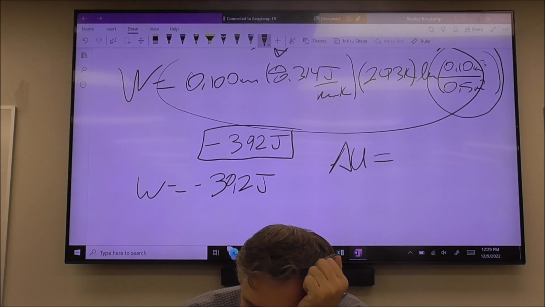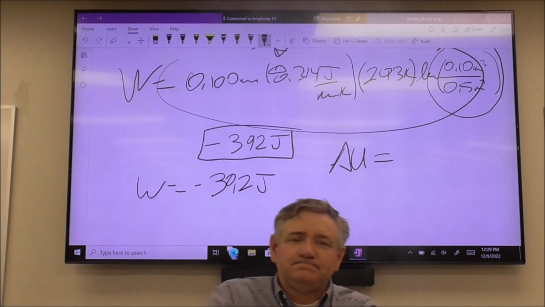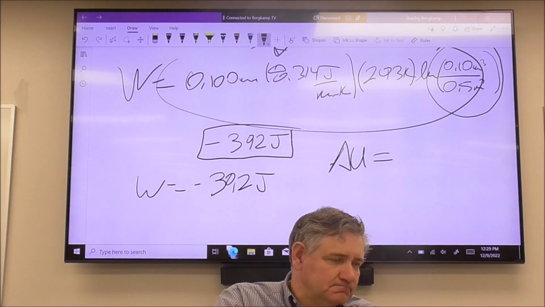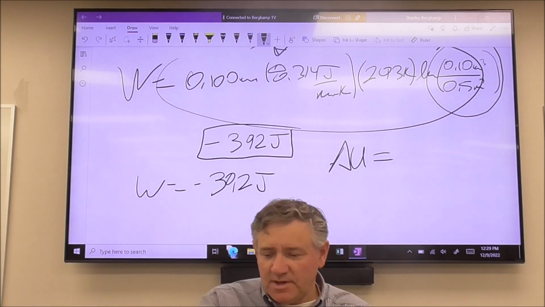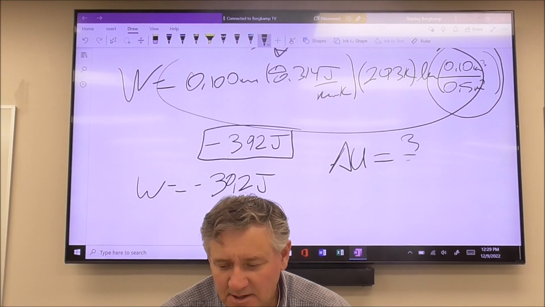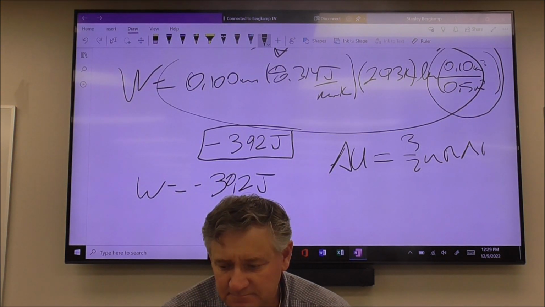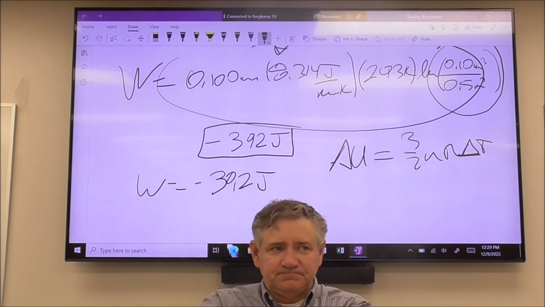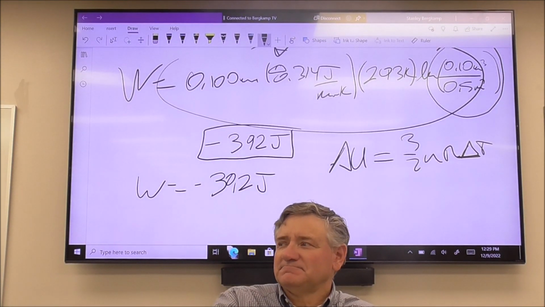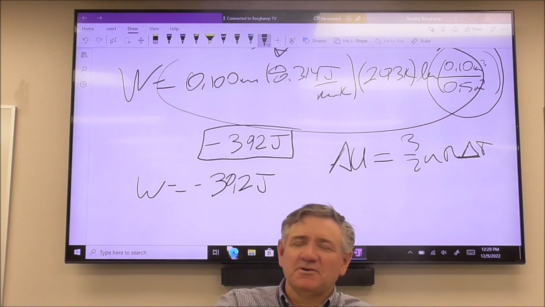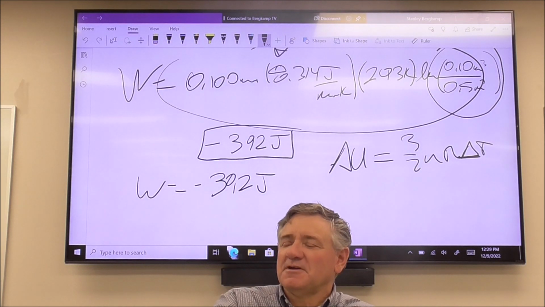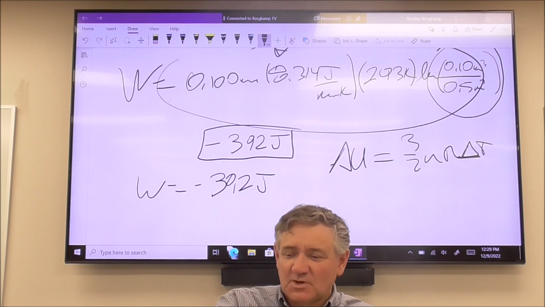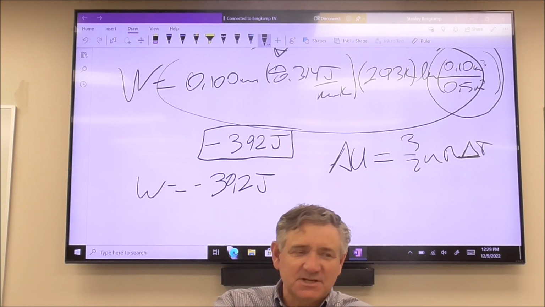Delta U is going to equal what? Three-halves nR delta T, plus work. What's the value of my delta U? For the one that we're working on right now, it's zero. Why? There's no change in temperature.